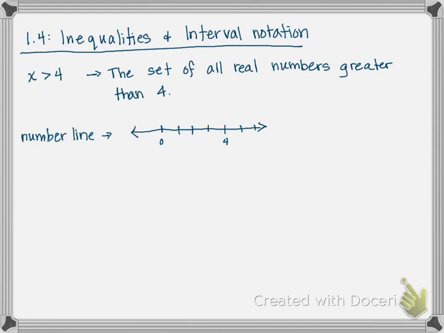Have you guys used the open points and closed points, or have you used brackets? Most people see the open and closed points first. So we would use an open point here at 4 to show that we're not including 4, and then we shade everything to the right because larger numbers are to the right on the number line. So the open and closed points are fine.